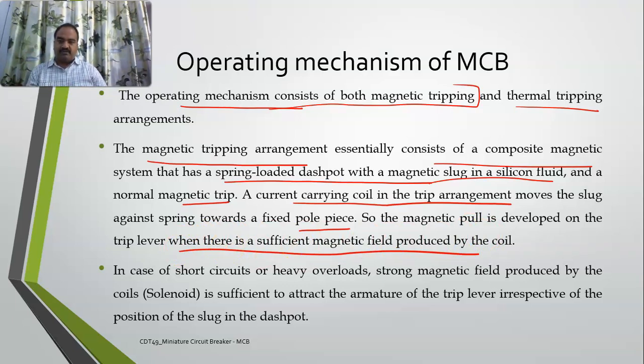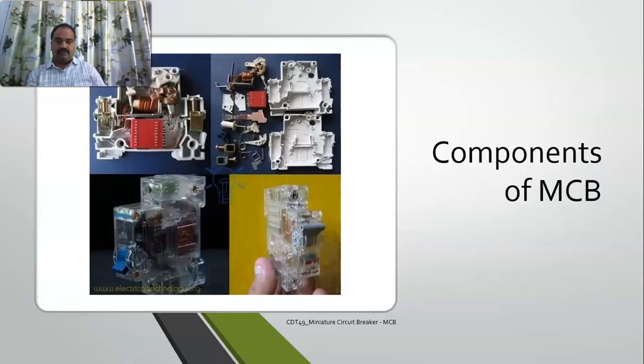And in case of short circuits or heavy loads, a strong magnetic field developed by the solenoids will be sufficient to attract the armature of the trip lever irrespective of the position of the slug. Now, if you want, you can omit all the previous lines. I won't be going into detail to ask you.